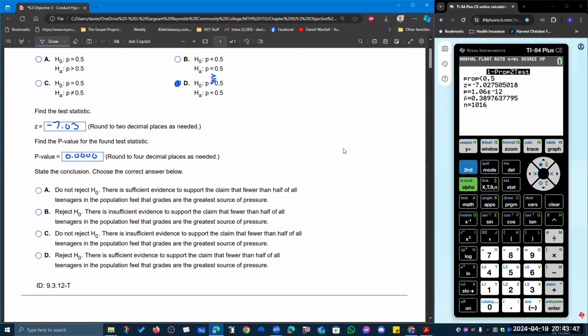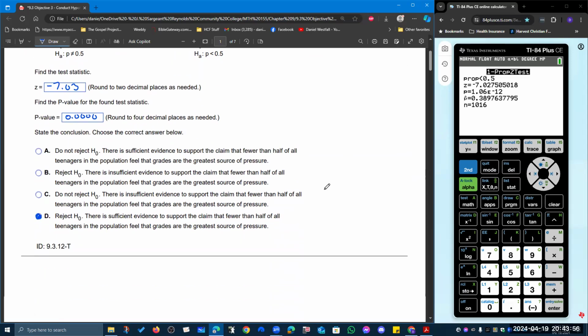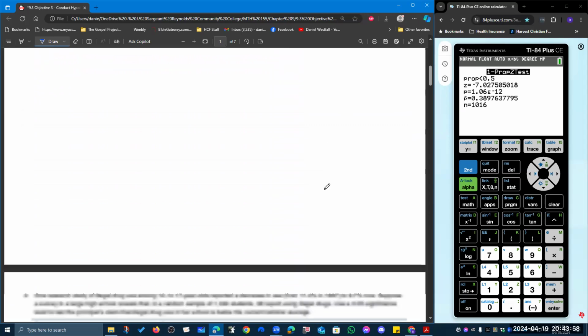So I'm going to reject H naught. There is sufficient evidence to support the claim that fewer than half of all teenagers in the population feel that grades are the greatest source of pressure. Right?